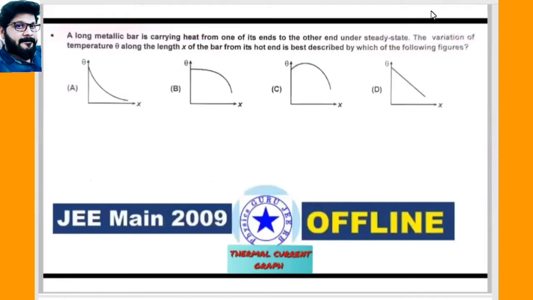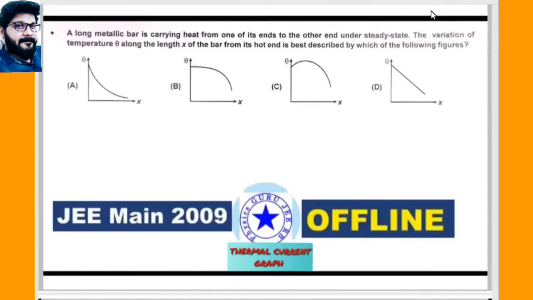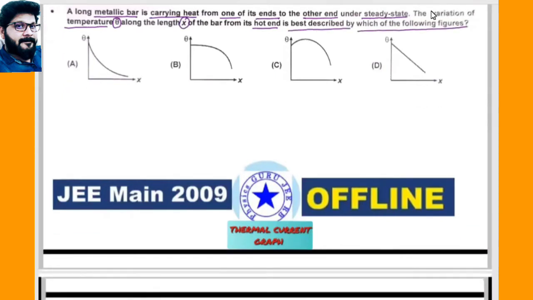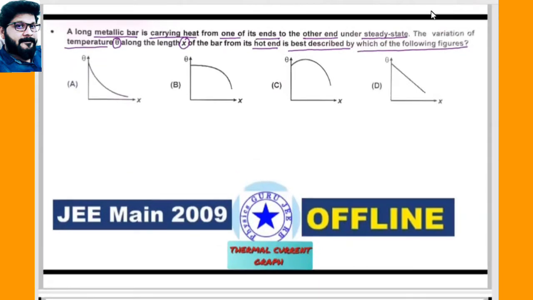Here is the JEE Main 2009 offline question, which is based on thermal currents. You can see this question here. A metallic bar is carrying heat from one end to another end under steady state. So the variation of temperature theta along the length x of the bar from its hot end is best described by which of the following graphs, between theta and x. So always theta and x are linear.